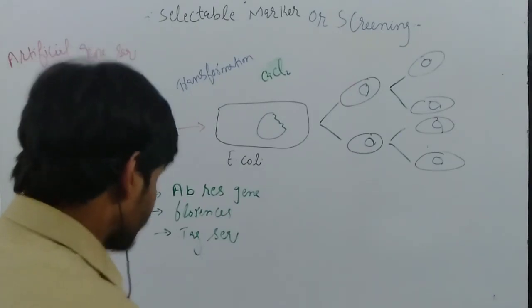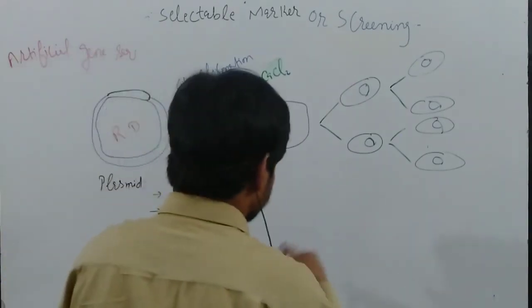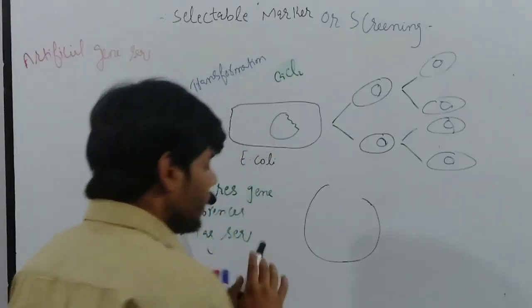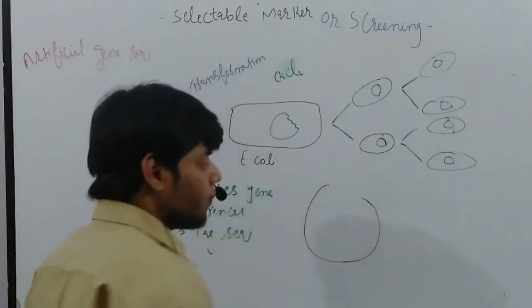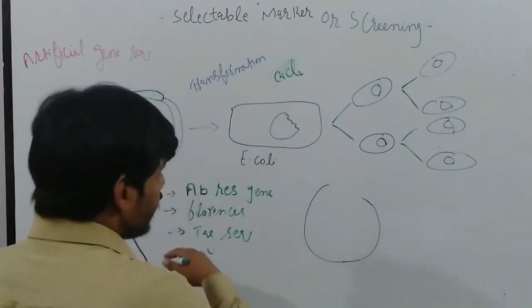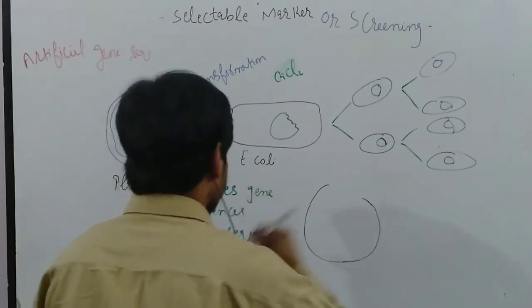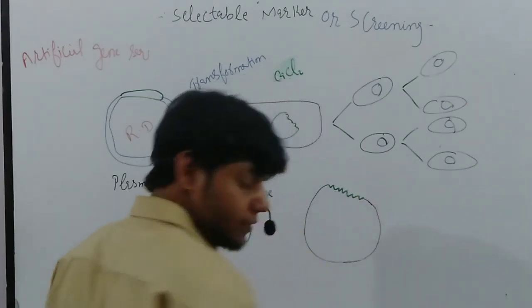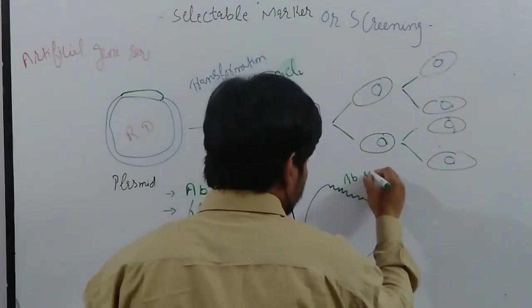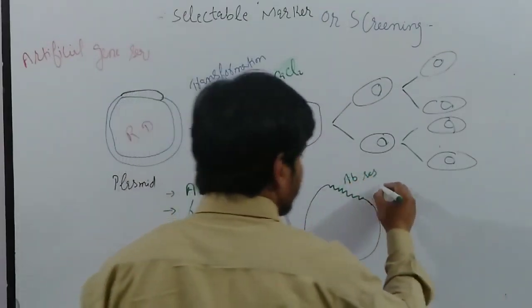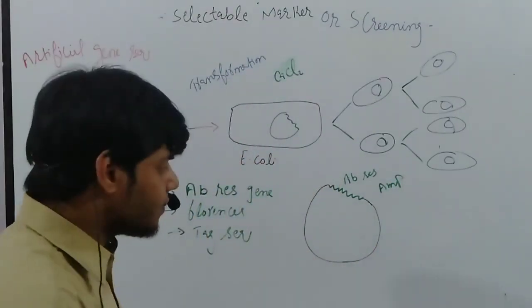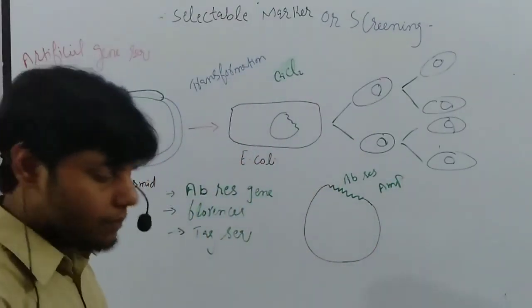Now what actually happens? Let's say we have a vector. Somewhere we treat the vector with a restriction enzyme and we add our selectable marker at that specific position. Here we add, let's suppose, antibiotic resistance genes, and in this case we add ampicillin resistance genes. Now, once we add ampicillin resistance genes, then what actually happens?